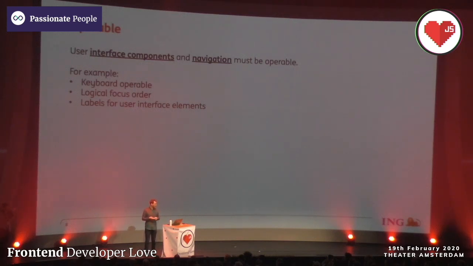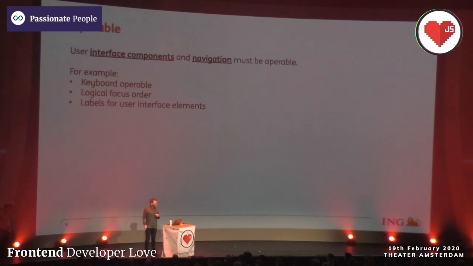Also a logical focus order. So I don't expect the tab, when I tab, to jump from one part of the page to another part of the page. It should have a logical order again. And then also labels for user interface elements. So explaining what a user interface element is about. So for instance, next to your check mark, having the explanation that the terms and conditions check mark is actually that check mark that we're talking about.